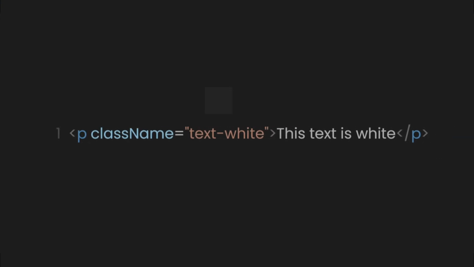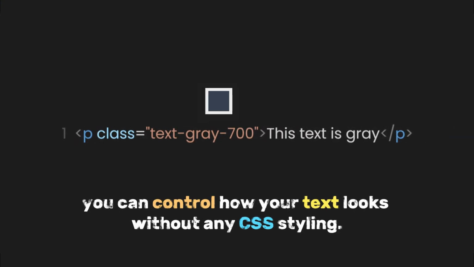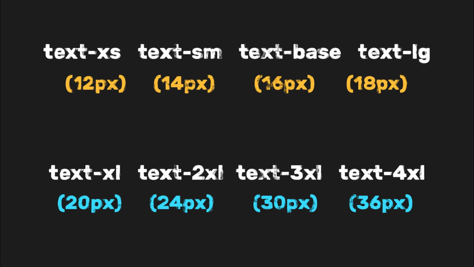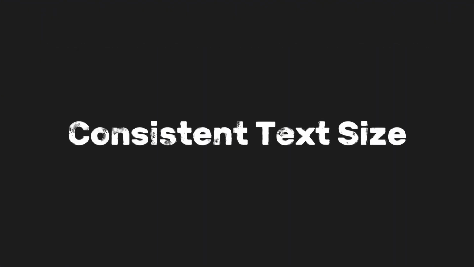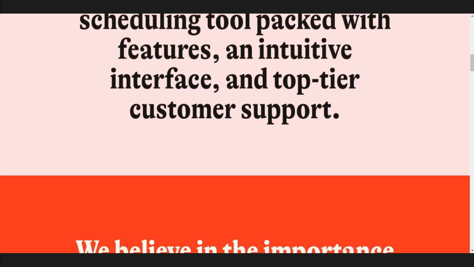With classes like text-white or text-gray-700, you can control how your text looks without any CSS styling. And to make your text larger or smaller, Tailwind provides a range of text size classes like text-sm for small size, text-lg for large size, and text-3xl for extra large size, and more. Each class maps to a specific pixel size, helping you adjust the typography instantly. This creates a consistent text size that enhances readability and improves the overall aesthetics of your website, making it more visually appealing and user-friendly.